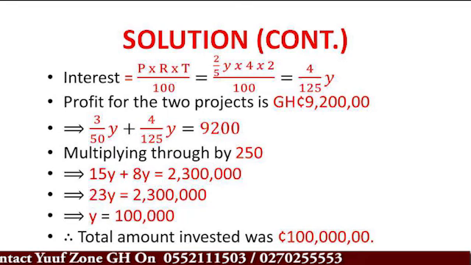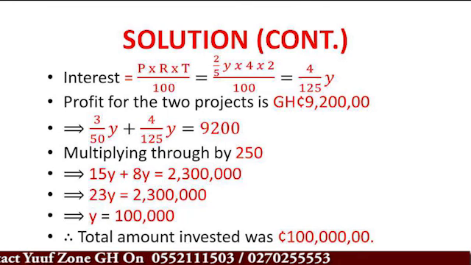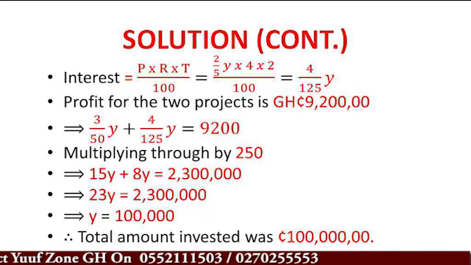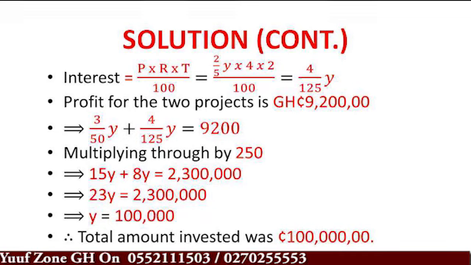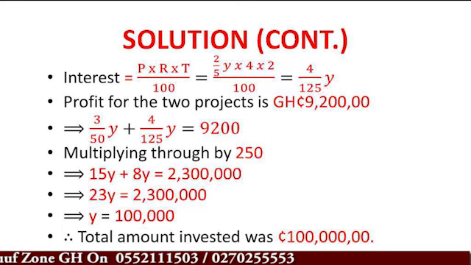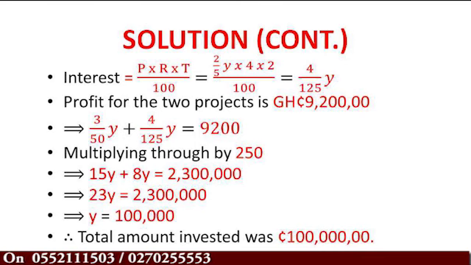Now you equate it to, when you multiply your 250 by 9,200, use your calculator, do that quickly for me. I know you are a serious student. Thank you very much. You will be getting 2,300,000. So what will be happening here is that you add the 15y to the 8y. When you add the 15y to the 8y, you should be getting 23y, and you equate it to the 2,300,000.